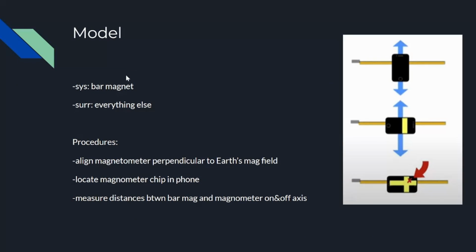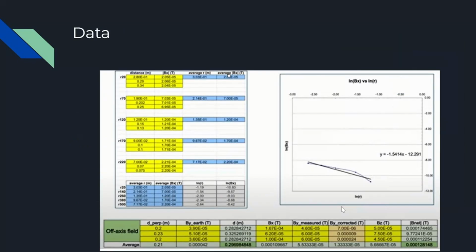So in the model, the system is the bar magnet and the surroundings are everything else, and the procedures were to align the magnetometer perpendicular to Earth's magnetic field, locate the magnetometer chip in the phone, and measure the distances between the bar magnet and the magnetometer on and off the axis.